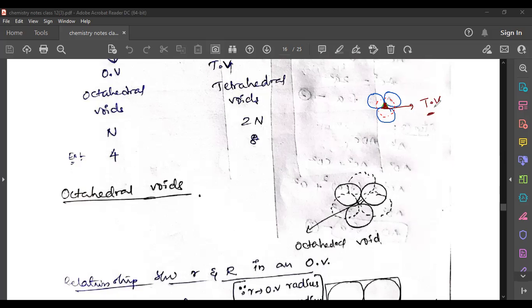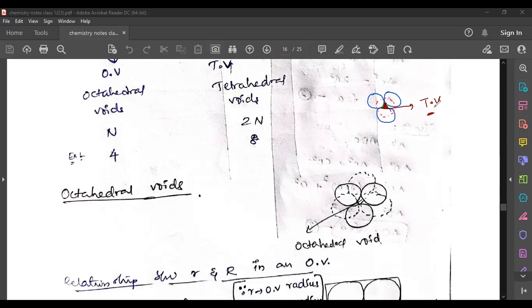The void space created between the four atoms in the given solid is called a tetrahedral void. That means 3 atoms will be there in the one layer and 1 atom will be there in the above layer. So whatever the void space or empty space created between the 4 atoms in the given solid is called the tetrahedral void. So each tetrahedral void is surrounded by the 4 atoms. The 3 atoms will be in the same layer, 1 atom will be in the above layer.